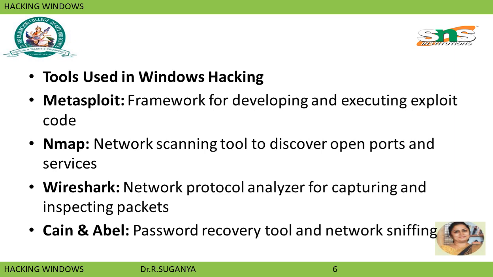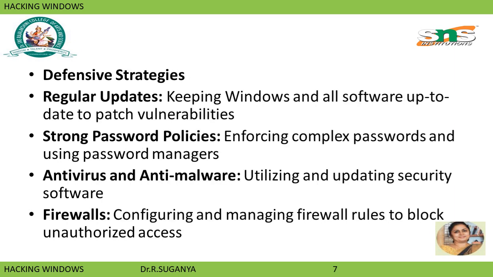Tools used in Windows hacking: Metasploit, Nmap, Wireshark, Cain and Abel. Metasploit is a framework for developing and executing exploit code. Nmap is a network scanning tool to discover open ports and services. Wireshark is a network protocol analyzer for capturing and inspecting packets. Cain and Abel is a password recovery and network sniffing tool.